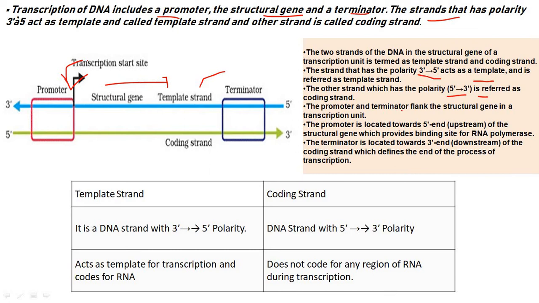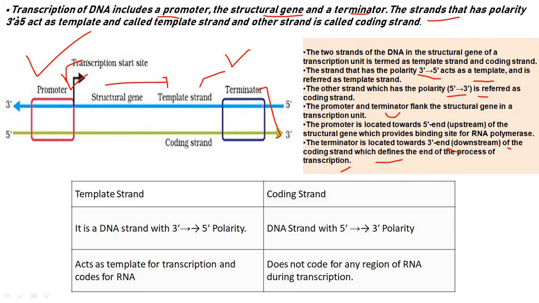The promoter and the terminator flank the structural gene in the transcription unit. The promoter is located towards the 5' end, upstream of the structural gene, which provides the binding site for the RNA polymerase enzyme. That is the enzyme which is required for the transcription. And the terminator is located towards the 3' end, downstream of the coding strand, which defines the end of the process of transcription. So promoter is the start site, terminator is the end site.